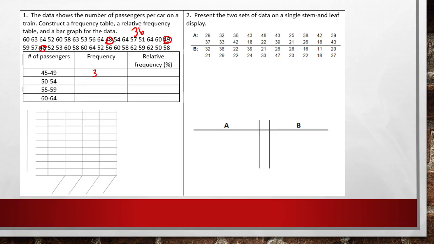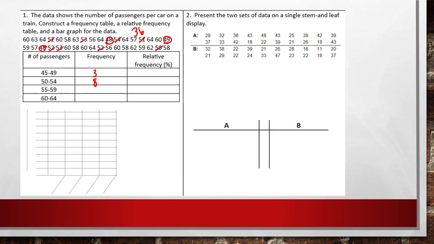From 50 to 54, there's 1, 2, 3, 4, 5, 6, 7, I think I'm missing one more. Oh, there's the other one, 8. So there's 8 total for that category.